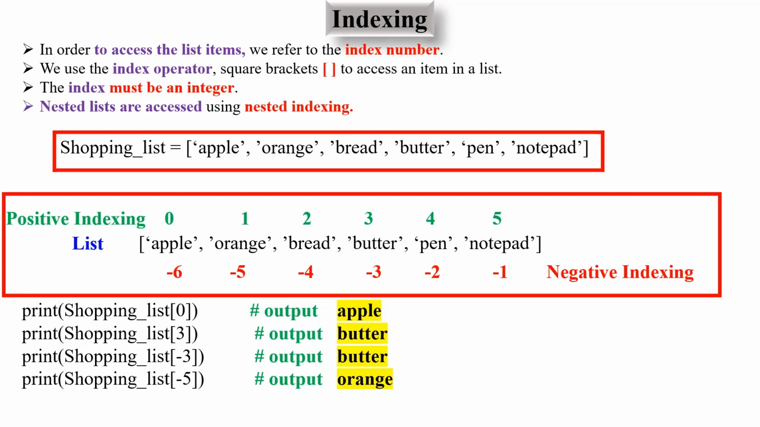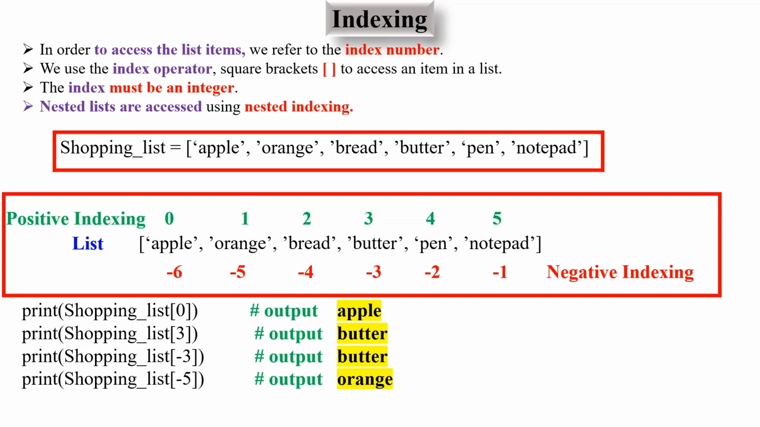Now look at the picture. In Python, indexing starts from 0. In the shopping list, we have 6 items in this particular sequence, and the positive index range is from 0 to 5, from left to right. An index is a number specifying the position of an element in a list. It enables access to individual elements in the list.